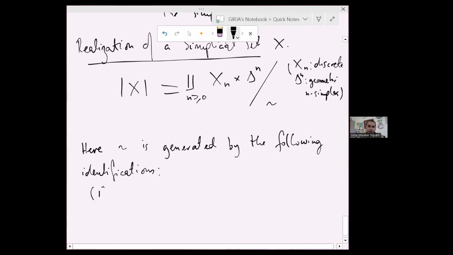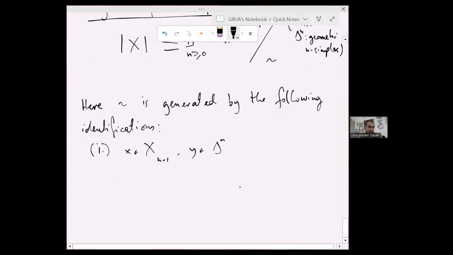So there are these two kinds. Take x in X_{n-1} and y in delta n, and then identify these. So basically you are identifying things from X_{n-1} cross... let me write on the net. Tell you how you're identifying things. So x is in here.